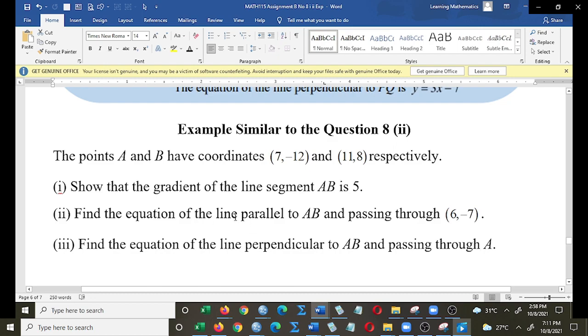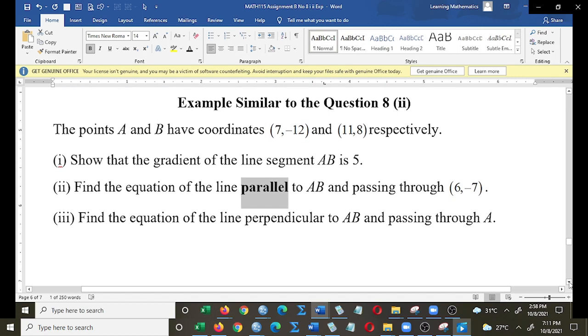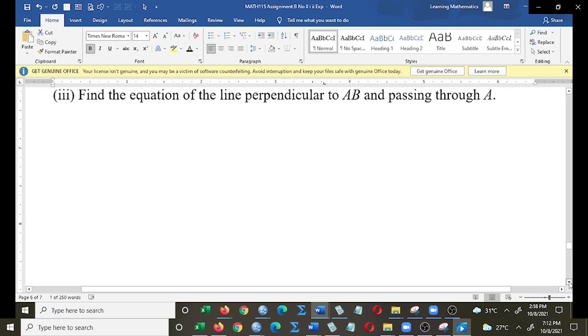Find the equation of the line parallel to AB that passes through the point (6, -7). Parallel. What does the word parallel mean here? Same gradient. And what is that point about? To find the y-intercept. Okay.